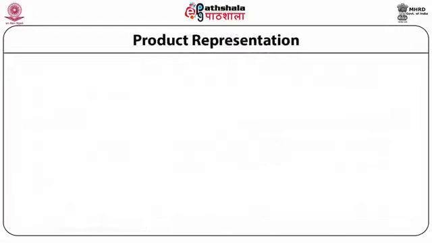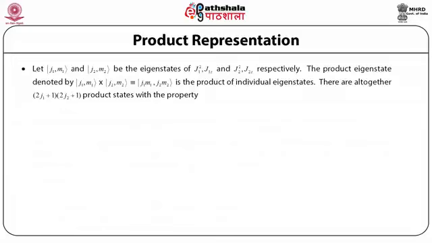We will now discuss the product representation. So let's consider 2 eigenstates labeled by |j1 m1⟩ and |j2 m2⟩. These are the eigenstates of the operators J1 square, J1z, and J2 square, J2z respectively. Now we define the product eigenstate, denoted by |j1 m1⟩ with the direct product with |j2 m2⟩, which we write as |j1 m1, j2 m2⟩. This is the product of individual eigenstates.